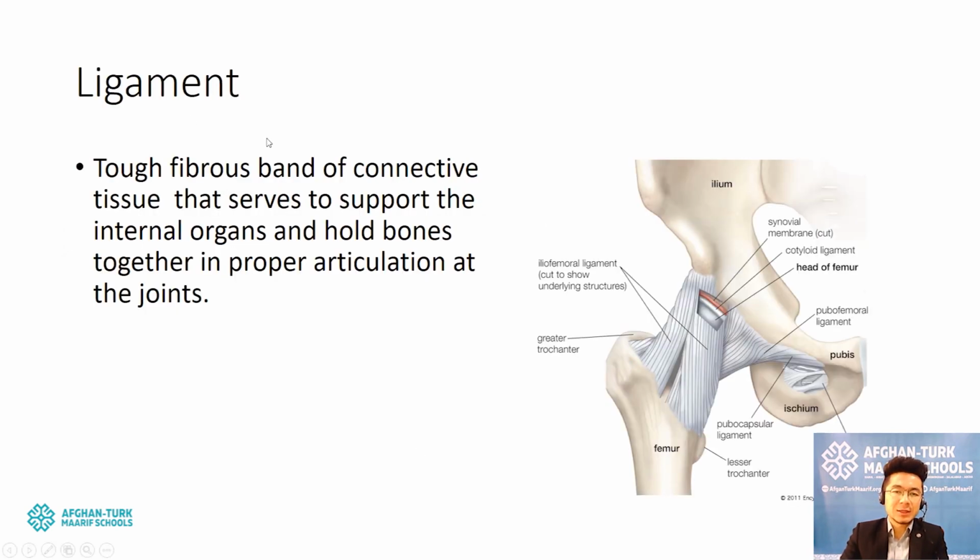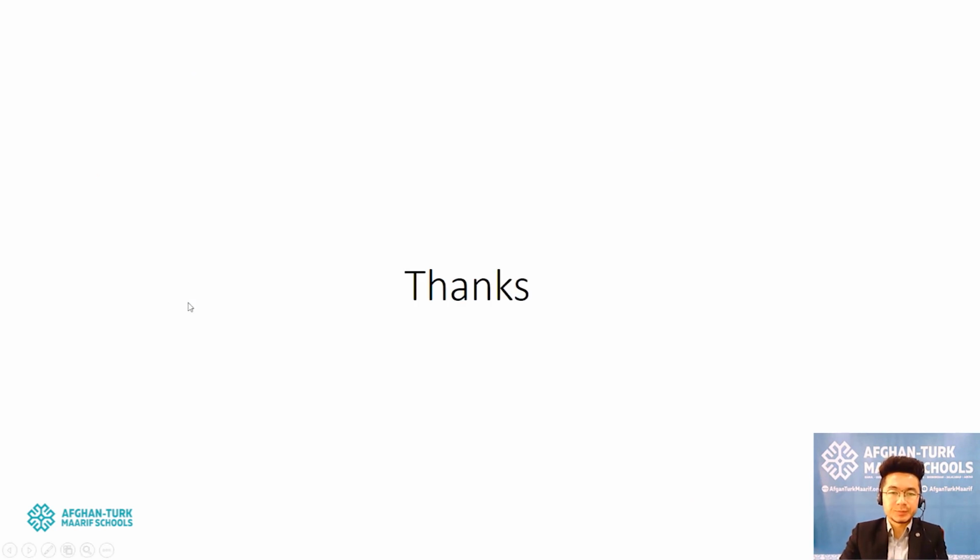And the last thing which we are going to discuss is ligament. This is a tough fibrous band which is also a connective tissue, and it serves to support the joints and keep the bones near to each other inside the joint. If we don't have any ligament in the joint, then the bones do not come together properly and will not work properly inside a joint.